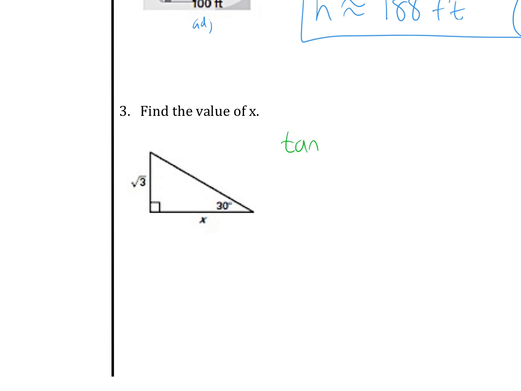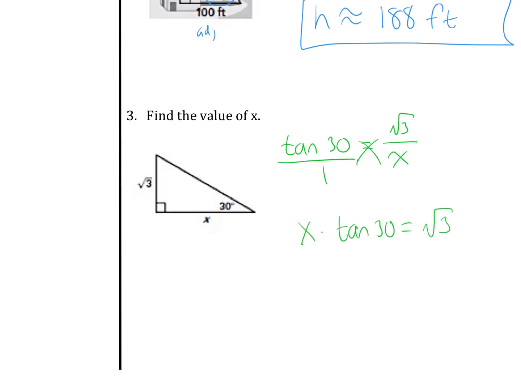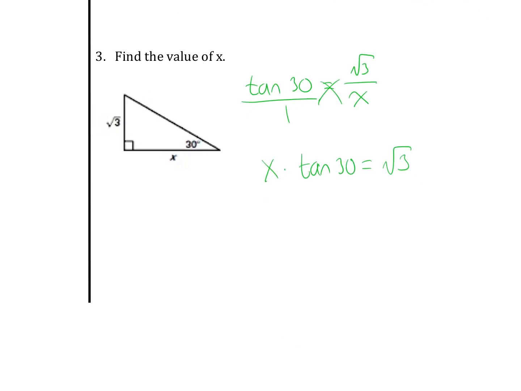We have tangent of 30, right? 30 degrees is the angle we have. Equals, what's the opposite over adjacent going to be? It's going to be square root of 3 over x. Put tangent of 30 over 1, cross multiply. We get x times tangent of 30 equals 1 times square root of 3, which is square root of 3. How do I solve for x now? Remember, tangent of 30 is a number. So I'm going to divide by tangent of 30.